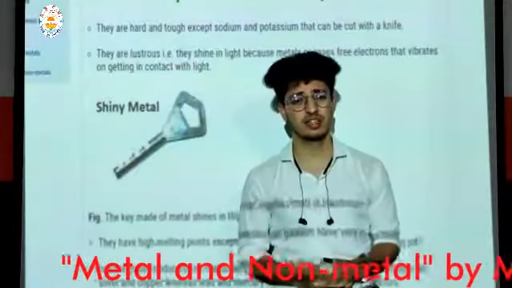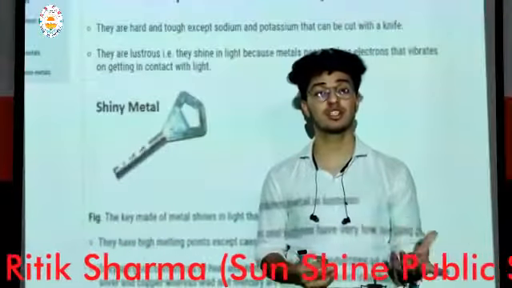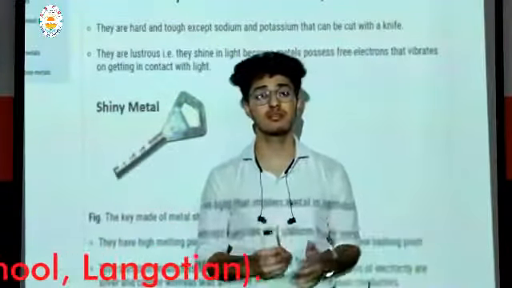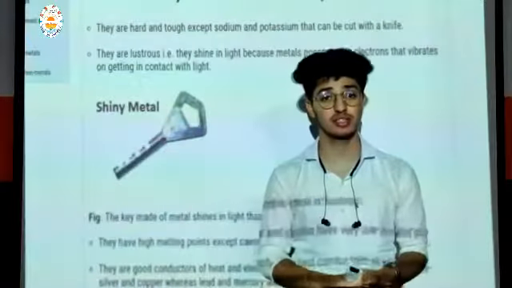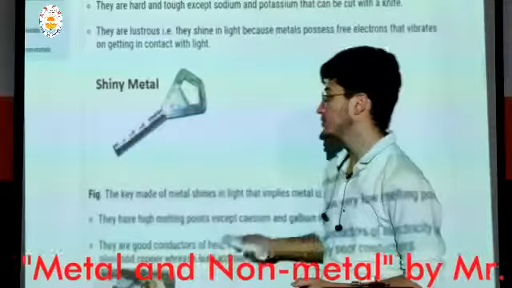What does lustre mean? Metals are lustrous. It means metals have a shiny appearance. You must have seen a silver ring, you must have seen a gold ring. They have a shiny appearance. That is, metals are lustrous.